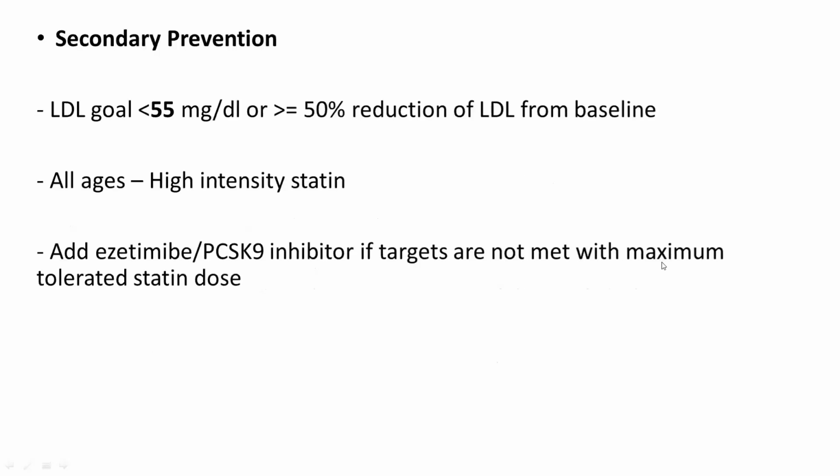Then the next group would be the secondary prevention group. The secondary prevention population is the people who have had an atherosclerotic cardiovascular disease. Irrespective of their age, they have to start on a high intensity statin. So that we need to remember. And their LDL goal has to be less than 55. Or you can add ezetimibe if the patient is on the maximum tolerated statin dose and the LDL target has not been met, we can add another drug. So in this secondary prevention group, irrespective of their age, we need to add a high intensity statin.